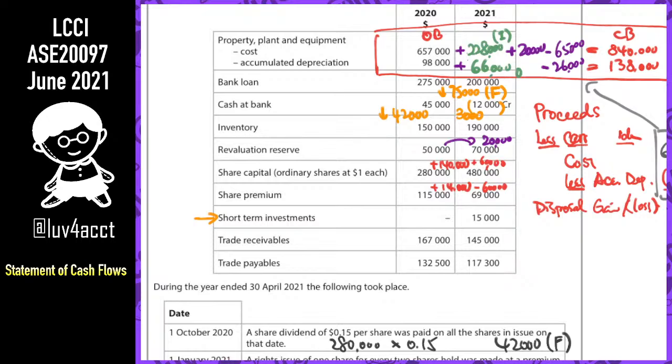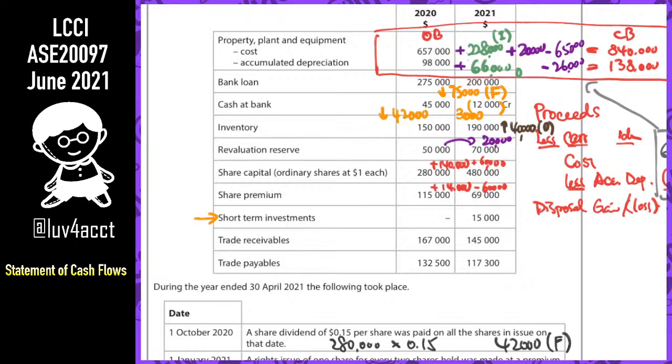Here let me use another color. Orange is too light for me. Maybe brown. So inventory, 150,000 to 190, so 40,000 increase. Operating activities negative. Revaluation reserve will finish at 20,000, it will go into our workings for the property, plant and equipment.